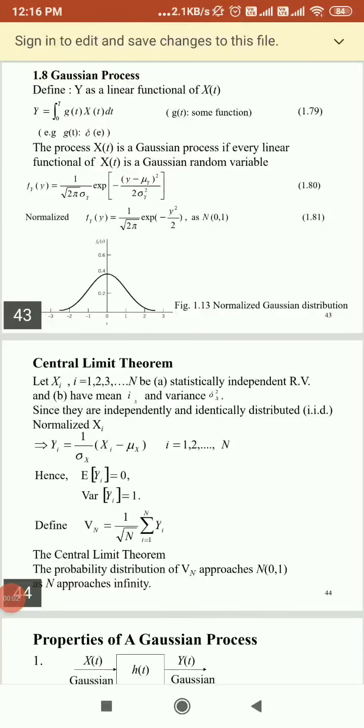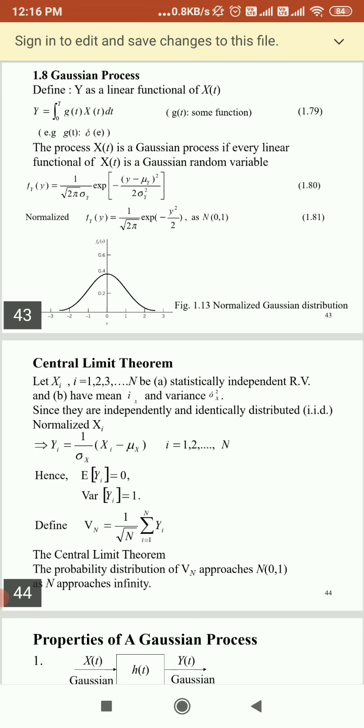Hello everyone, here we want to study about the Gaussian process. So if we see, Gaussian process is the important family of random process. These are useful in the communication system because thermal noise produced by system devices can be modeled as a Gaussian process. So we can define Gaussian process as a thermal noise which is produced by the system devices.